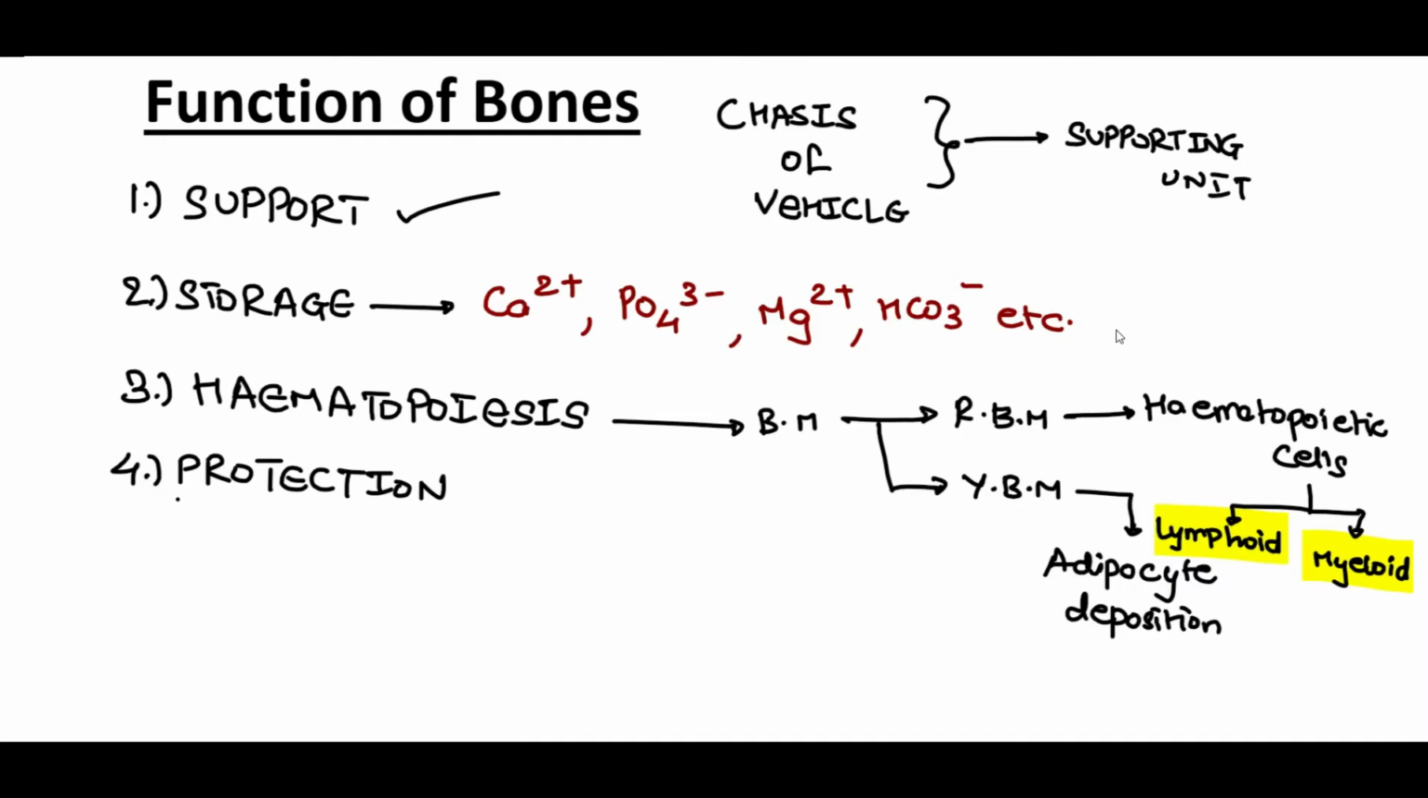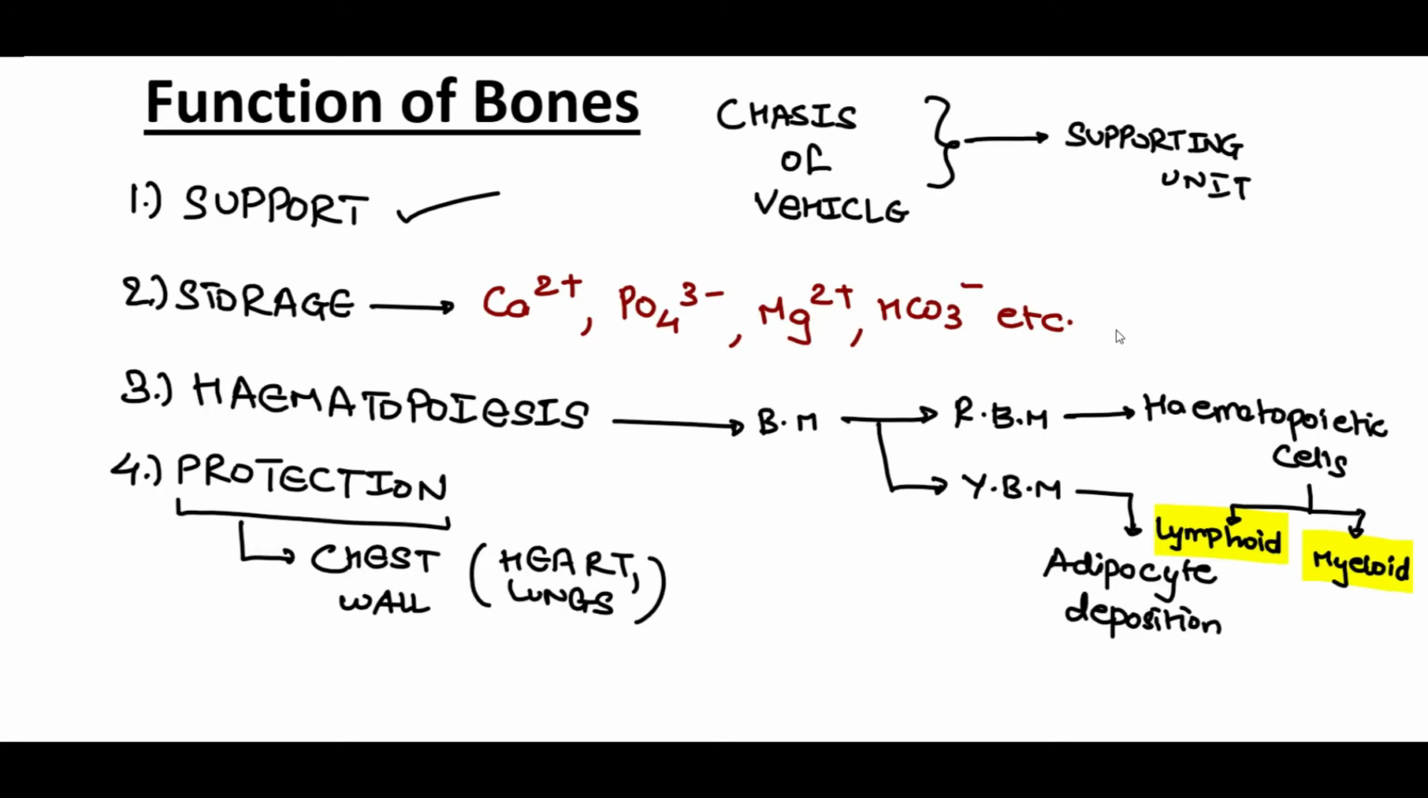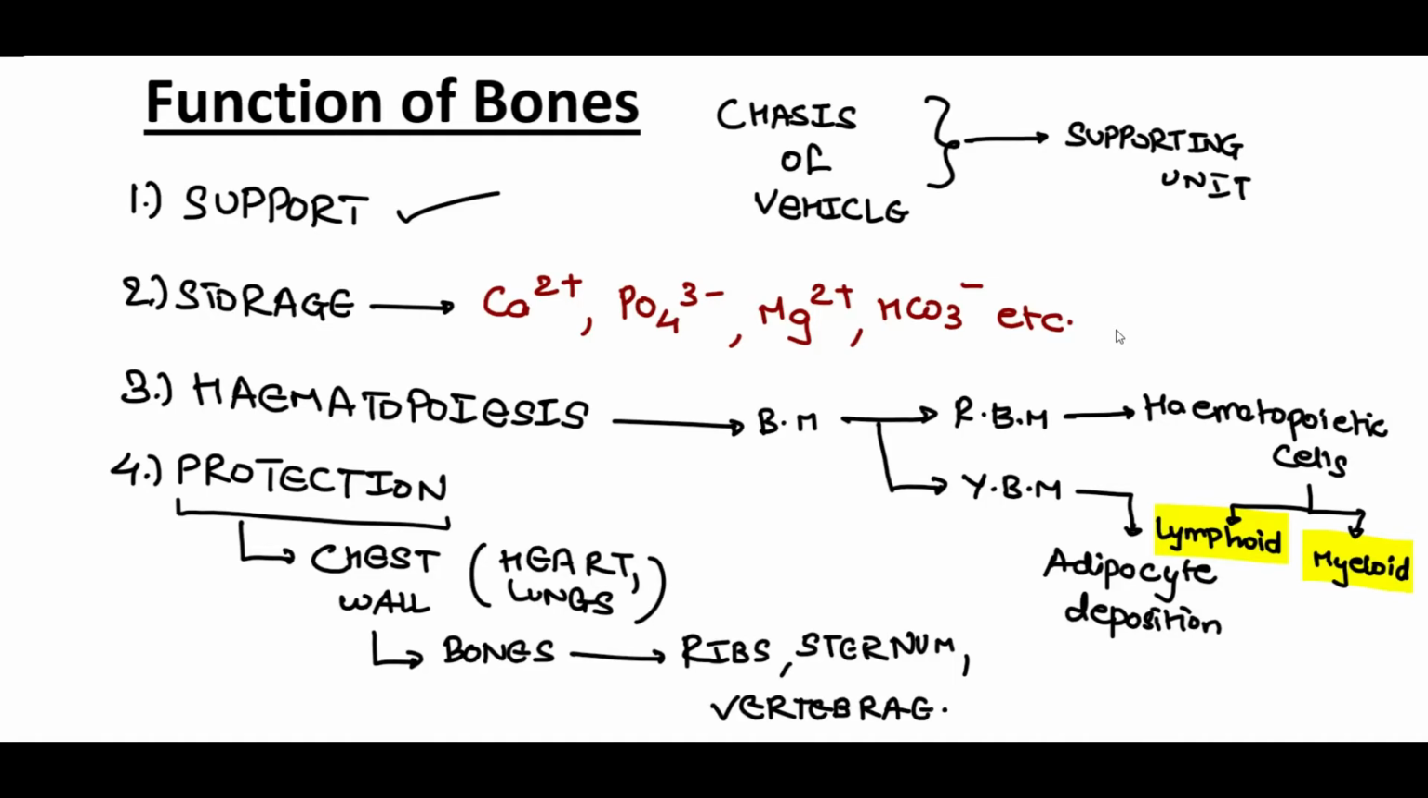The next function of the bone which we have is protection. As we know, our chest wall houses the heart, lungs and various other anatomically important structures. To enclose these important structures, we have the chest wall, and the chest wall is itself made out of bones like the ribs, the sternum and the vertebrae. So now let us take a look at the types of the bones.